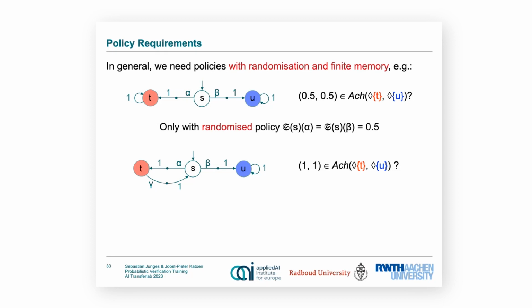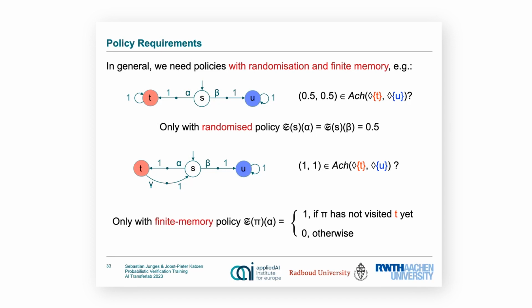So is the point (1, 1) in my green area? Is this achievable? And indeed it is. But now you also need memory, right? Because it's clear that if you are in the initial state, you want to reach blue and red. So in the initial state, in the beginning, you should not, let's say, select beta and go to the blue state, because then you have no chance to reach the red state anymore. So you better go to the left initially.